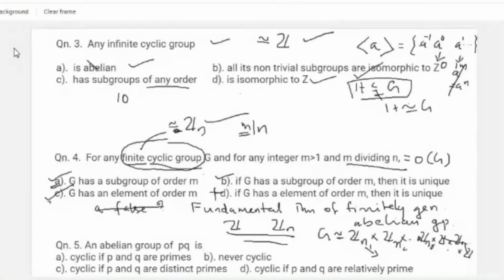Okay, so go to question 5. An abelian group of order pq is cyclic if p and q are primes. What about that option, given it's an abelian group? Is it true or false? It is false.